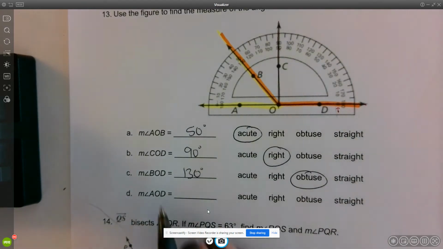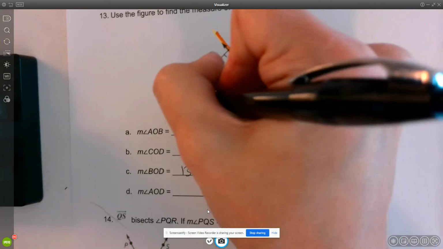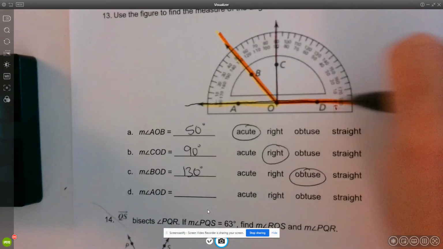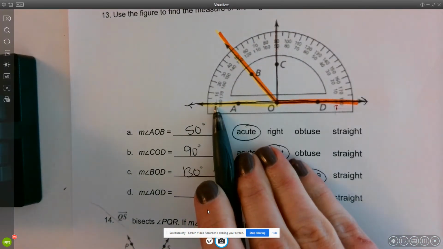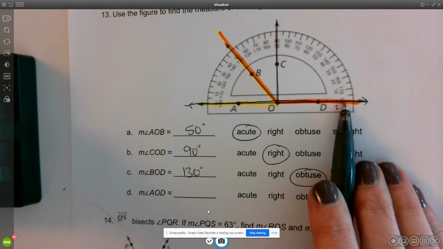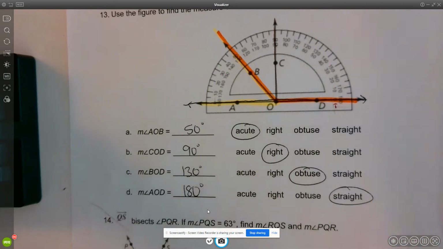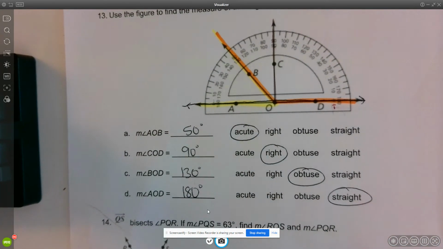And finally, the measure of angle AOD is the straight angle. It's a straight line, right? So if I measure from 0 all the way around, that has a measure of 180 degrees, which is a straight angle.